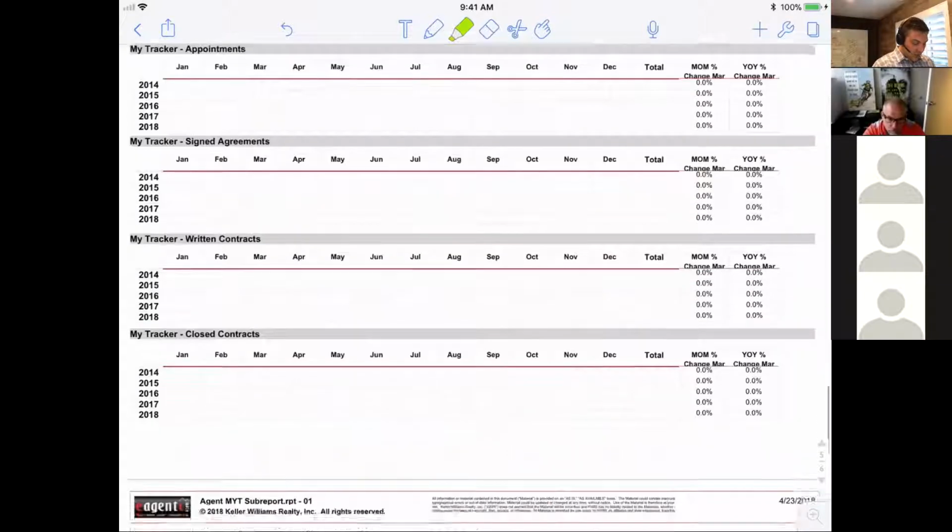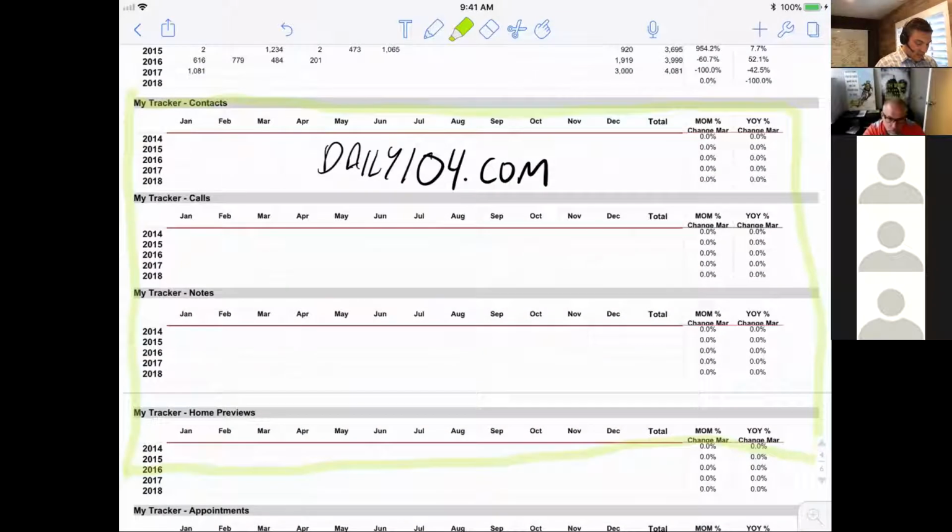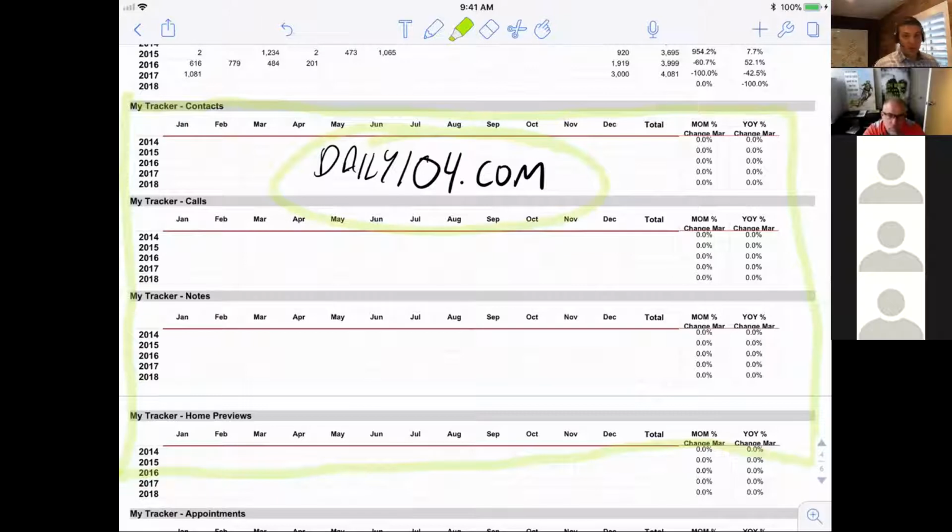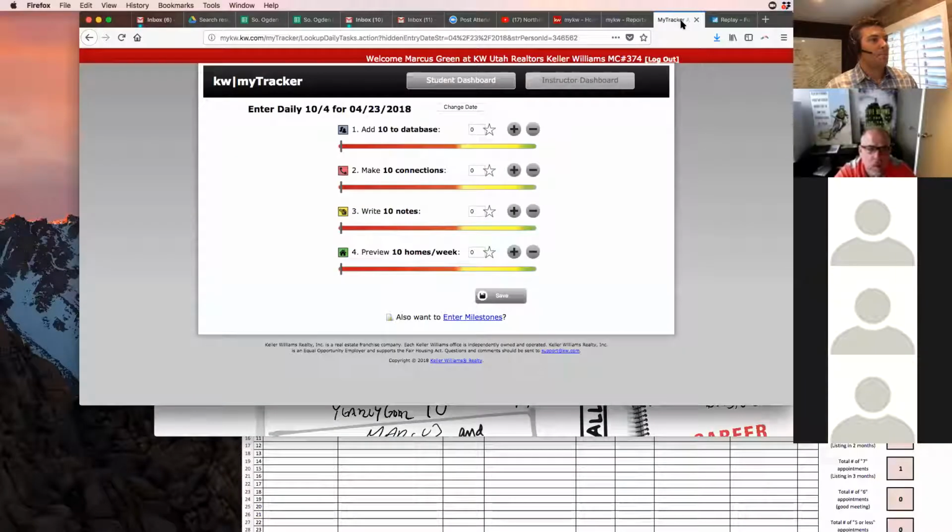So this is all tracked at daily104.com. So if you go to daily104.com, and those of you that have been through Ignite know that this is part of the process, and one of the things that we're trying to train agents on right out the gate is track your numbers. So if you go to, and I'll flip over and show you this real quick. If you go to daily104.com, it pulls you into this sheet here.